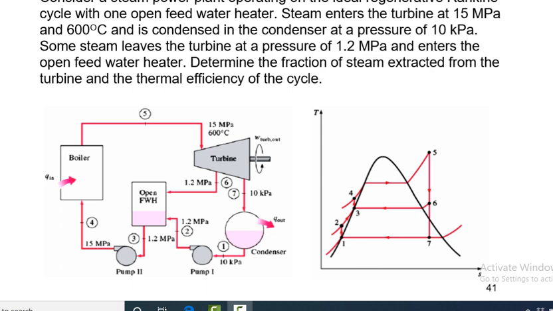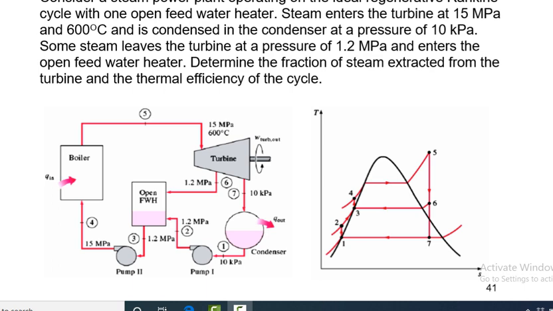And then after this, the steam is condensed and converted to water, and then it enters the open feed water heater through pump 1. Then again the steam enters the open feed water heater, is converted into water, and then enters the boiler through pump 2.